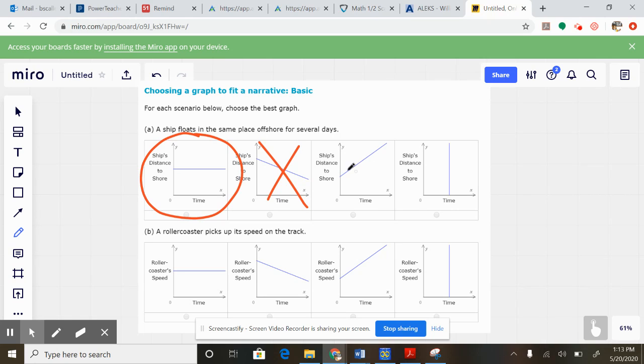This would be the opposite. This would be like starting out close to shore, and then over time, my distance from the shore is increasing. So I'm going away from the shore. That'd be like going out to sea. So that's not what's happening here.